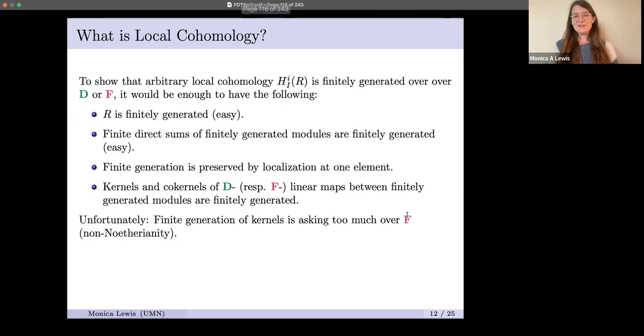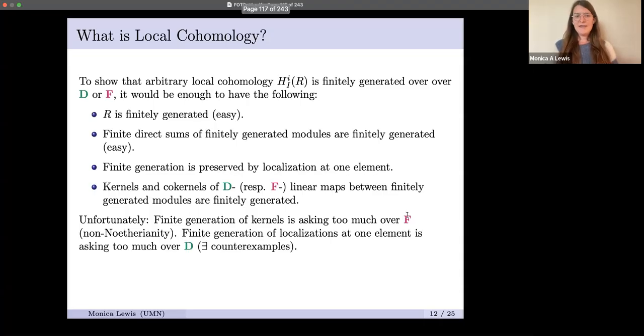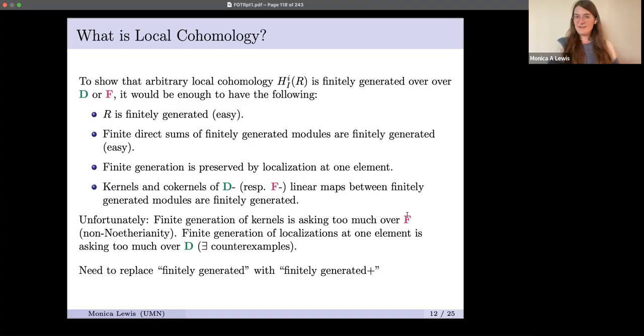So unfortunately for us, getting the 4th bullet regarding control of kernels is too much to ask over F. And getting the 3rd bullet, finite generation of localizations of a finitely generated module at one element, is asking too much over D, okay? So we kind of need to replace finitely generated over here with so-called finitely generated plus, like the deluxe subscriber version of finitely generated that you have to pay like $15 a month for.